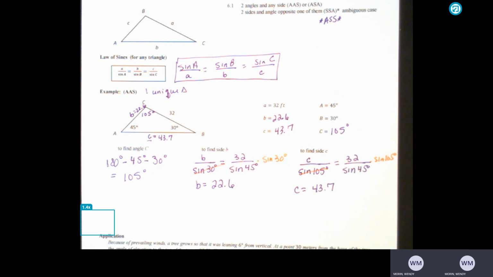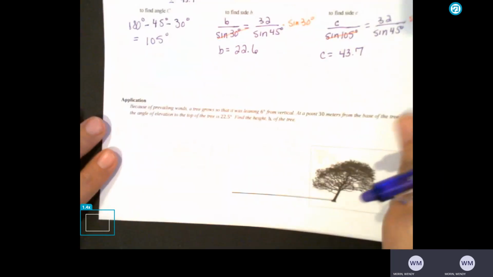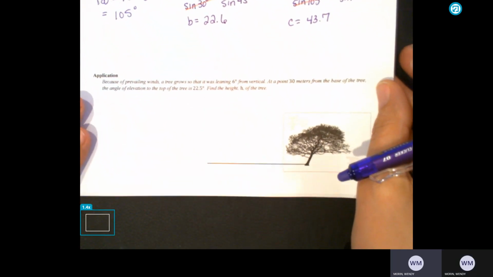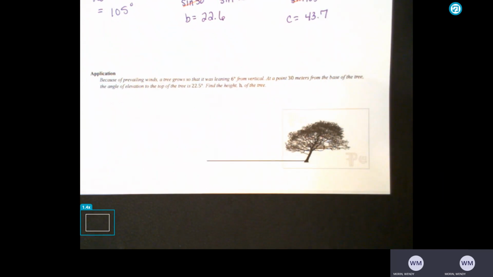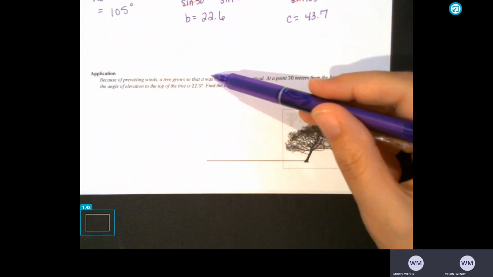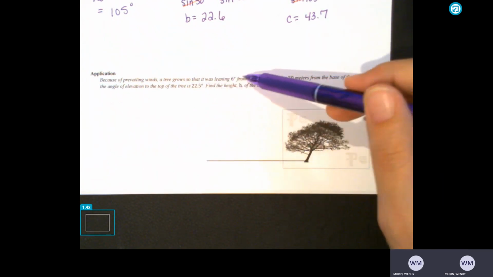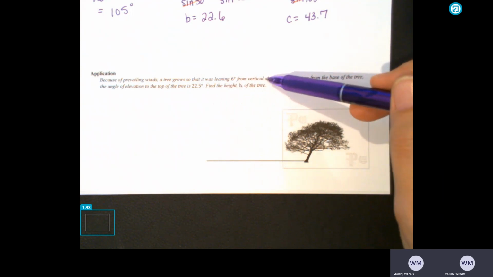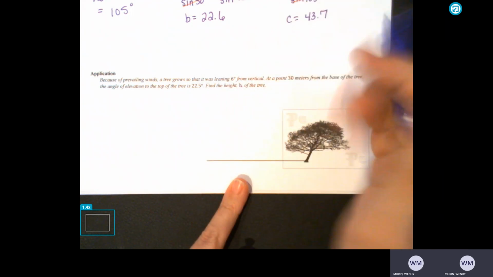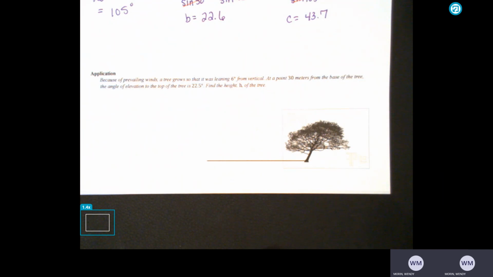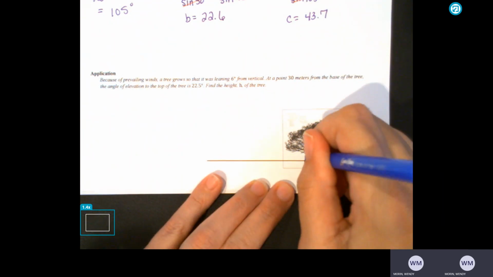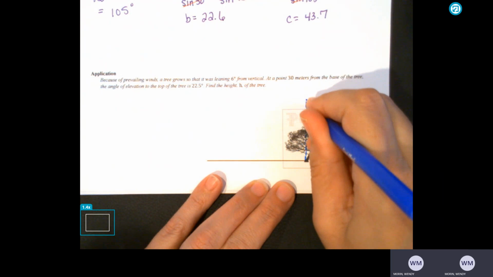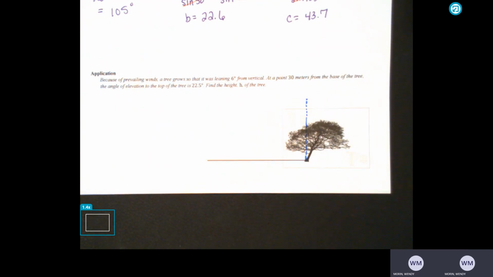All right. Let's take a look at a story problem here. It says, because of prevailing winds, a tree grows so that it was leaning 6 degrees from the vertical. So the tree is leaning. So here, let me draw in the vertical right here. A little marker here. This is the vertical. This is where it should be standing, but because of the wind, it's leaning 6 degrees.